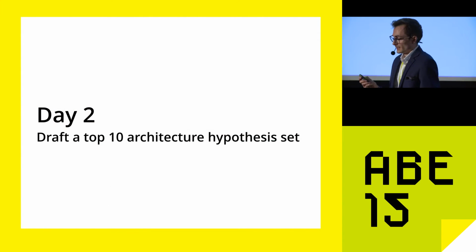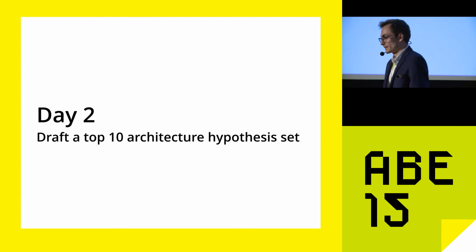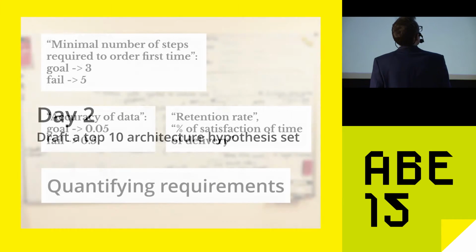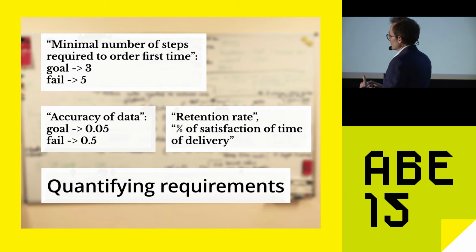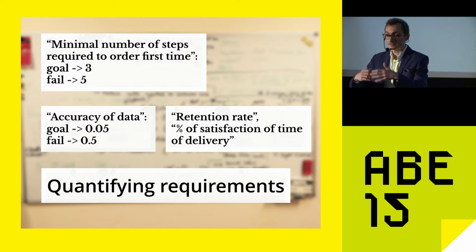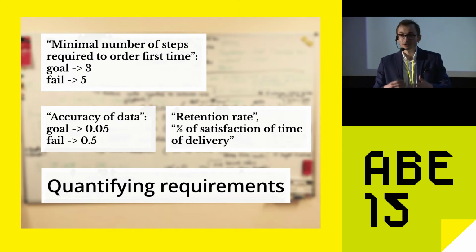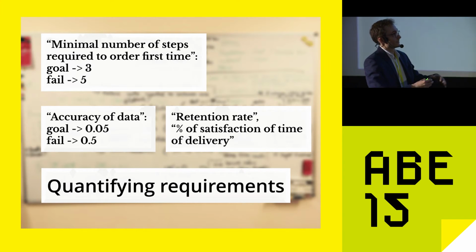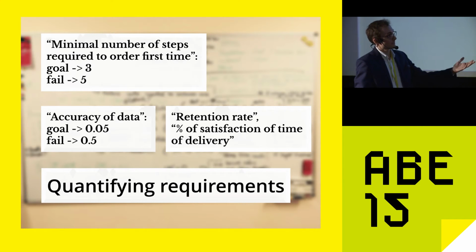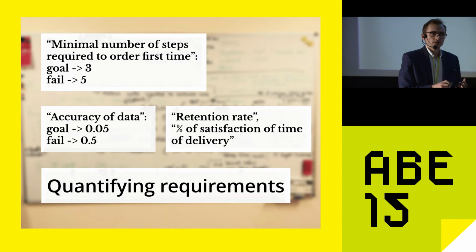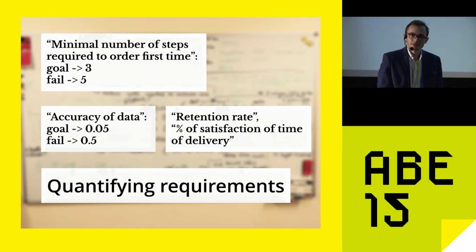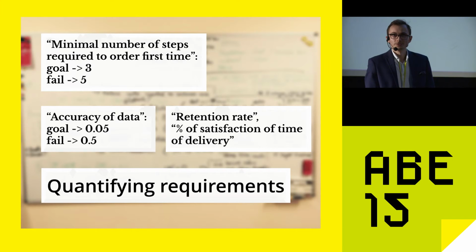So we quantified some of those. We said stuff like we want the speed of the interface to increase. We had an existing interface and we wanted to increase it by 10%. These are some real examples from the list we created. So the percent of satisfaction with time of delivery, because users would like to know exactly what the time of delivery will be, but technically we cannot deliver this. So what can we do with this?